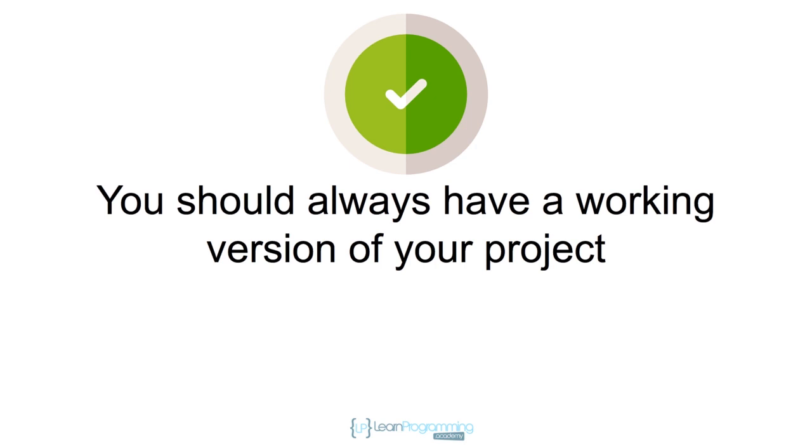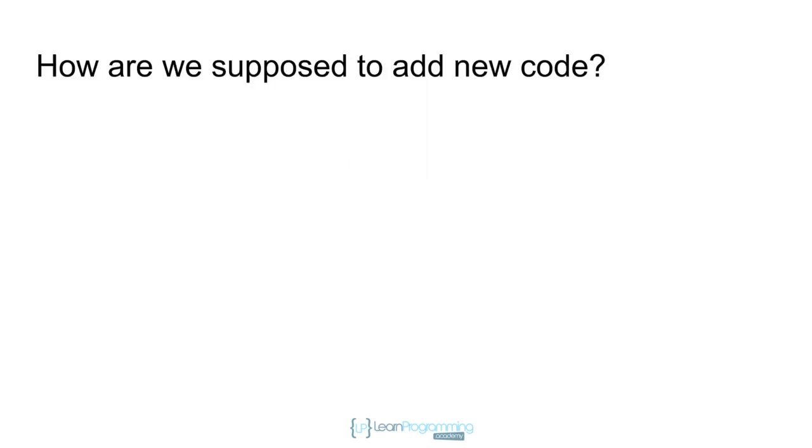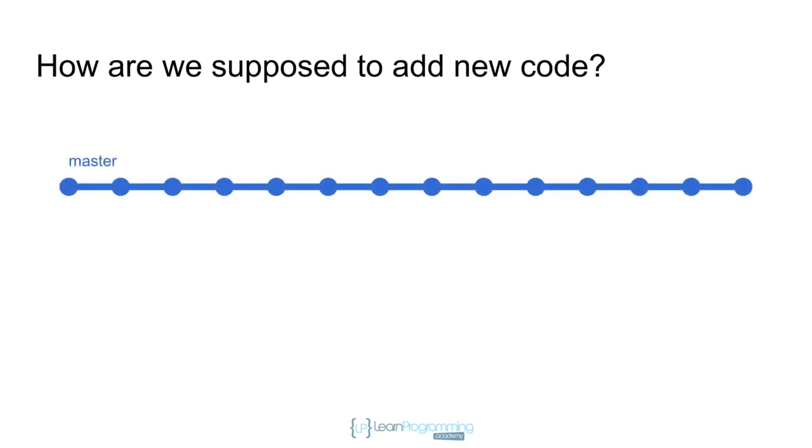So let's talk about how it is that you're supposed to add new code if you should always have a working version. Well, essentially you're going to have a master branch. This is created, and you may have seen it by default when you initialize a Git repository. And this master branch is where you should always have that working version. You rarely make direct commits into this master branch.